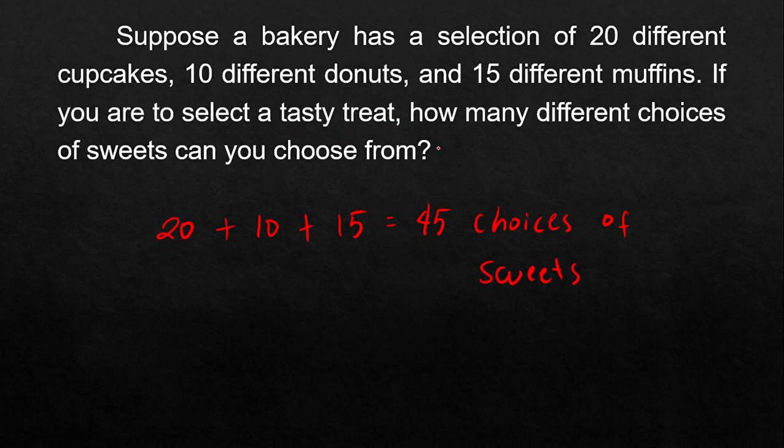Based on the problem, if you understand it, you cannot do the multiplication rule. What if the question here is how many possible outcomes if I choose 3, one each from these different sweets? Picking one each from those different flavors, you can use the multiplication rule there.